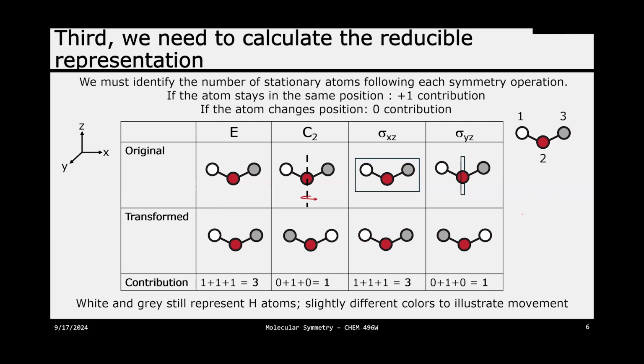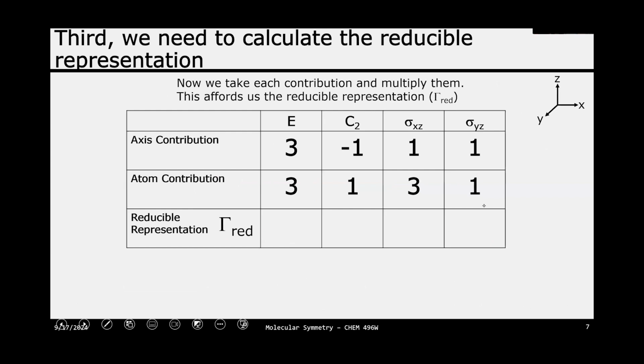All right. So now that we have our contributions from both the atoms and the axes, we're going to multiply them together. So we line them up again based off their symmetry operation.